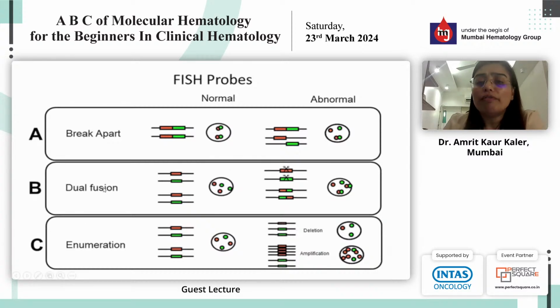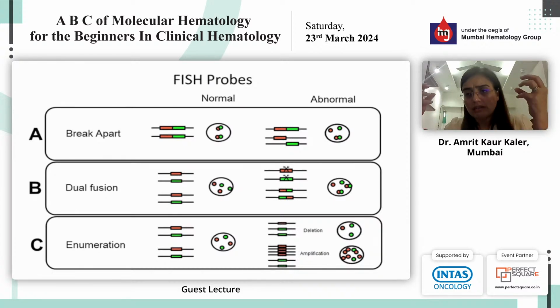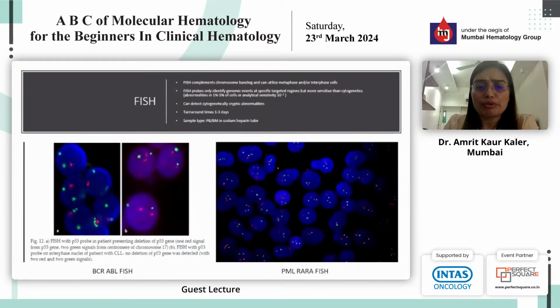So if it is a dual fusion in which the cells are separate on the chromosome, the centromeres are separate, but if there's an abnormality, there will be a fusion. So this is how you see it in BCR-ABL and PML-RARA. And enumeration is usually seen in HER2 amplifications.